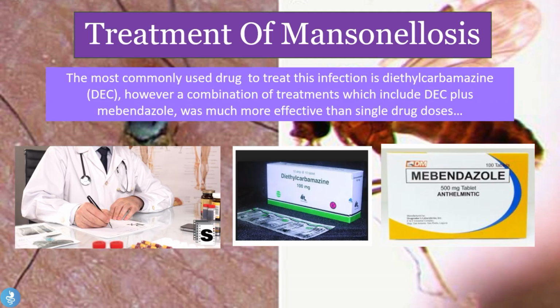And finally, let's talk about the treatment of Mansonellosis. So the most commonly used drug to treat this infection is diethylcarbamazine, which is commonly known as DEC. However, a combination of treatments which include DEC plus mebendazole was shown to be much more effective than single drug doses.